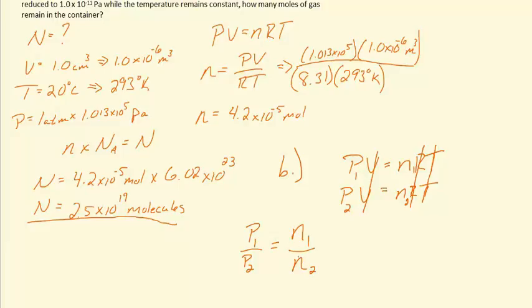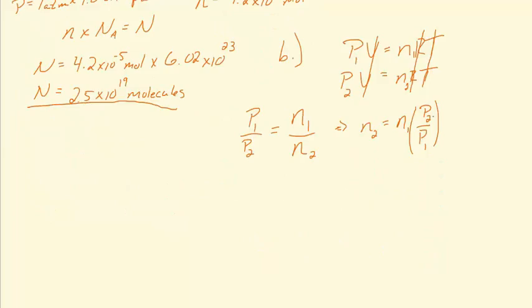So if we rearrange this equation to solve for N2, we would get an equation that states N2 is equal to N1 multiplied by our second pressure divided by our initial pressure. With our pressures given and the number of moles we calculated in part A, we can solve for the final number of moles there will be.